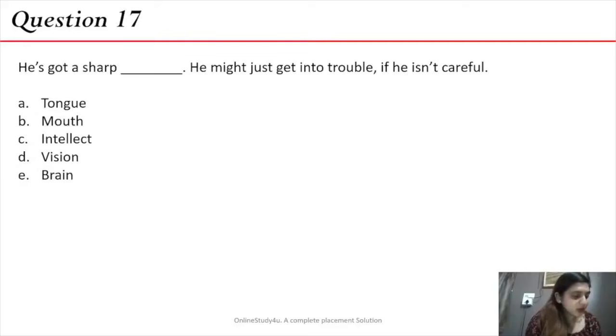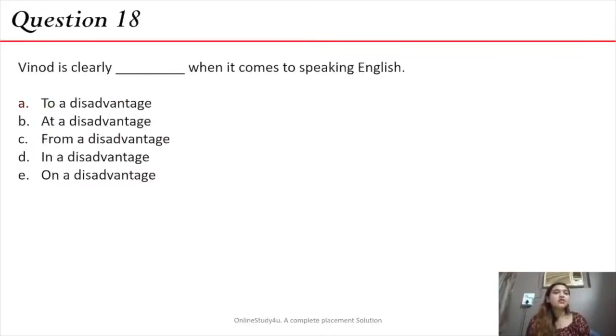All right, I see a lot of A's coming in. Yeah, this I'm sure, like I said, everyone's going to get it correctly. We've all heard this from somewhere or the other in our lives. He's got a sharp tongue. Someone with a sharp tongue basically means who's very, what do we say, tikhi zuban. That's what a sharp tongue means. That he's got a sharp tongue. He might just get into trouble if he isn't careful. Okay. With that, I move to the next question.